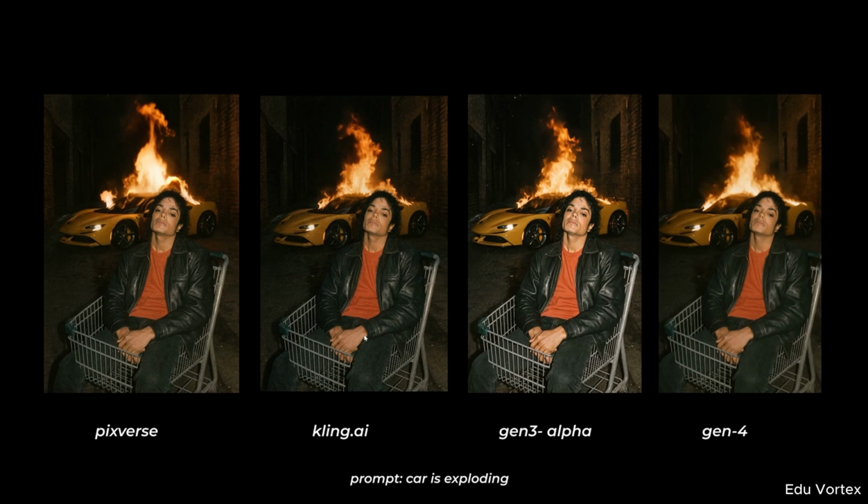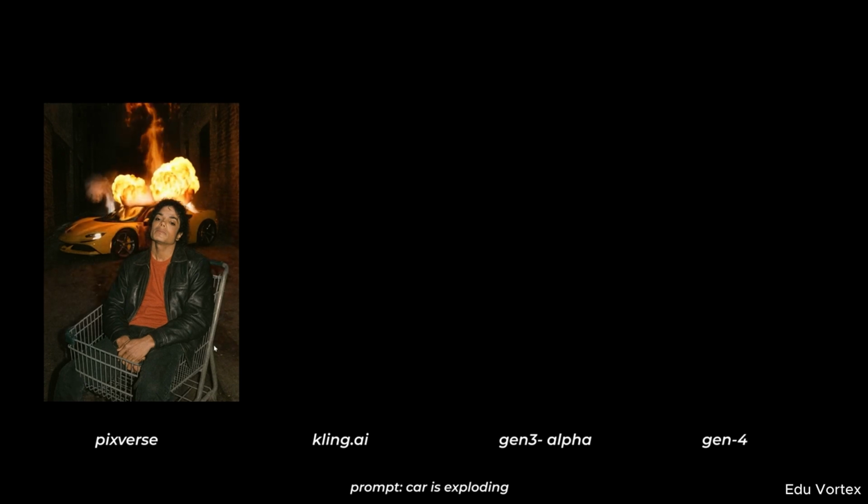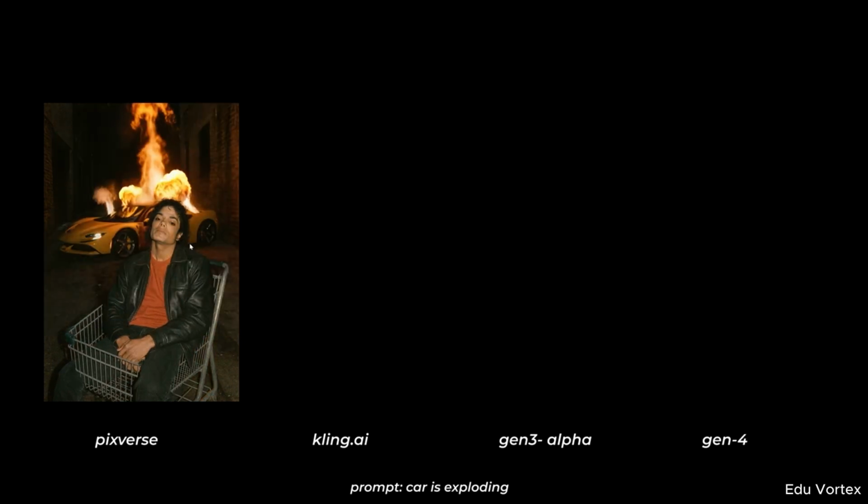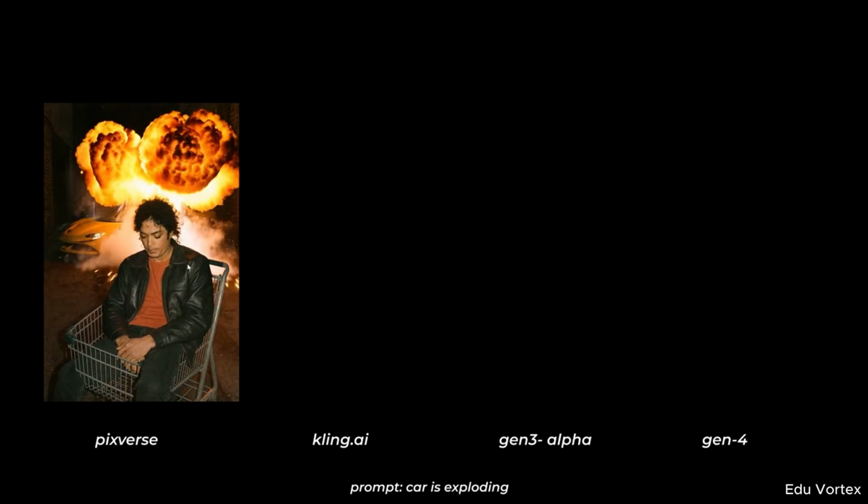For comparison, I animated an AI-generated image from Sora. You can spot it's AI because the leg overlaps weirdly with the stroller. I tested it using the prompt "car is exploding" across Pixverse, Kling, Gen 3, and the new Gen 4. Let's start with Pixverse. It's already great at animating statues. It moves nicely, and if sped up, it's pretty realistic, but there's always this slight AI feel.